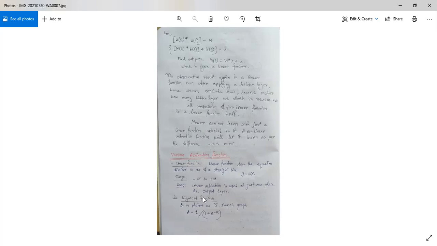Non-linearity is there, and this is only used at the output layer. Otherwise we never use this linear function, because if there is a linear function, then the function will not perform well for all purposes, only a few purposes. So the range is minus infinity to plus infinity, and this linear activation is used at just one place, i.e. the output place.